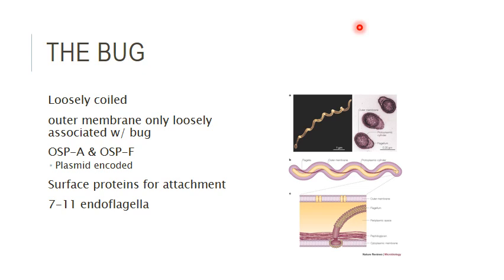Okay, so they're known as outer surface proteins. And these outer surface proteins are actually the part of the organism that allow it to attach to cells inside the host.